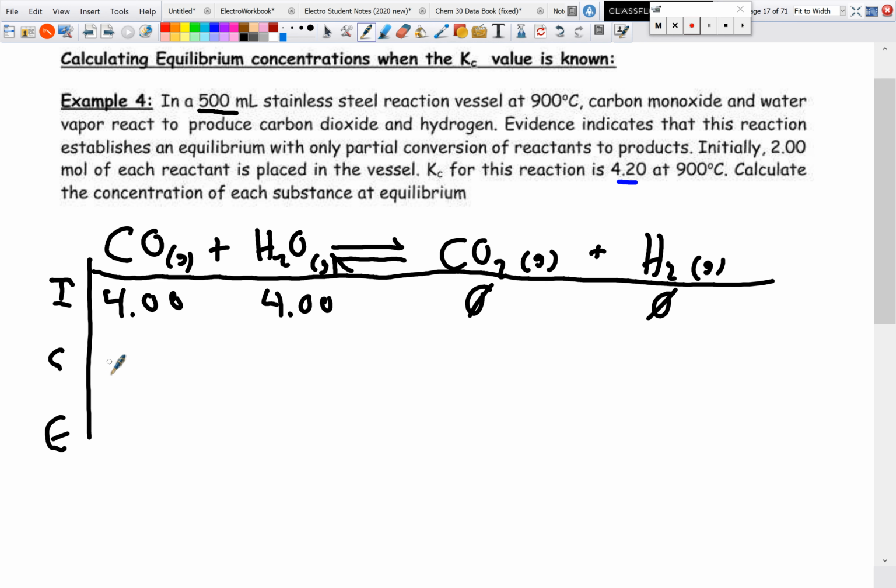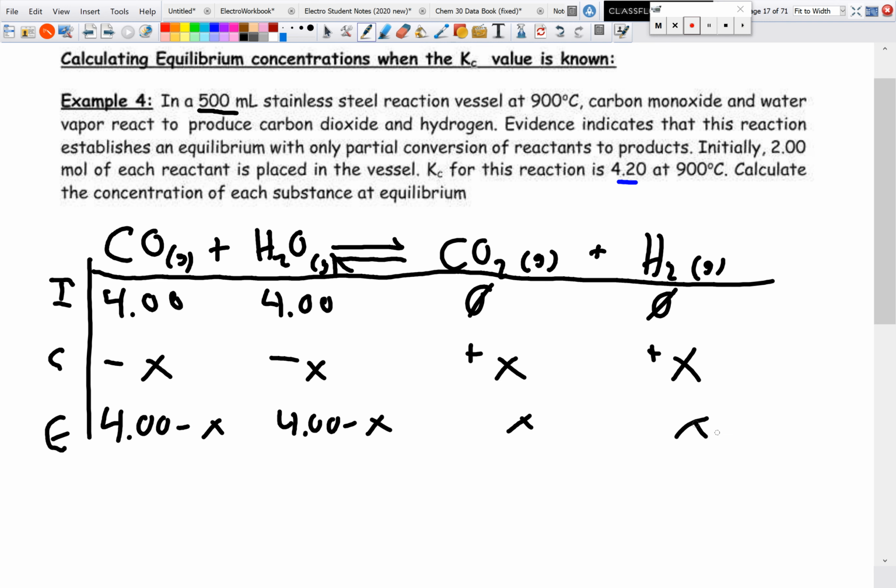Now there are changes in concentration. The coefficients in front of everything are 1. So our reactants are all down by x. Our products are all up by 1x. So at equilibrium, these are the concentrations.